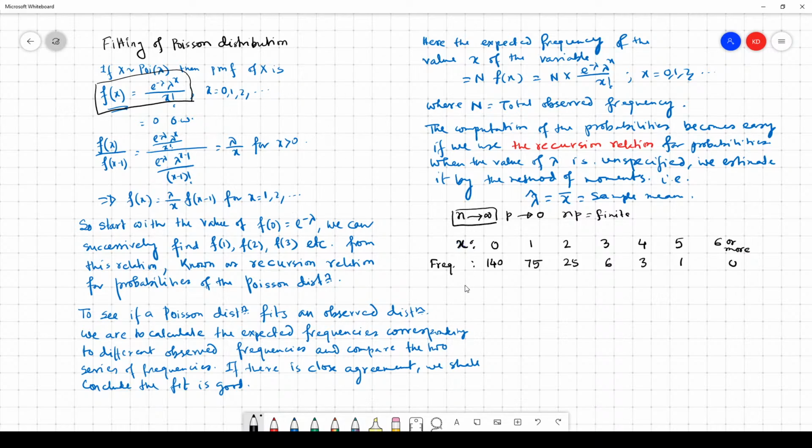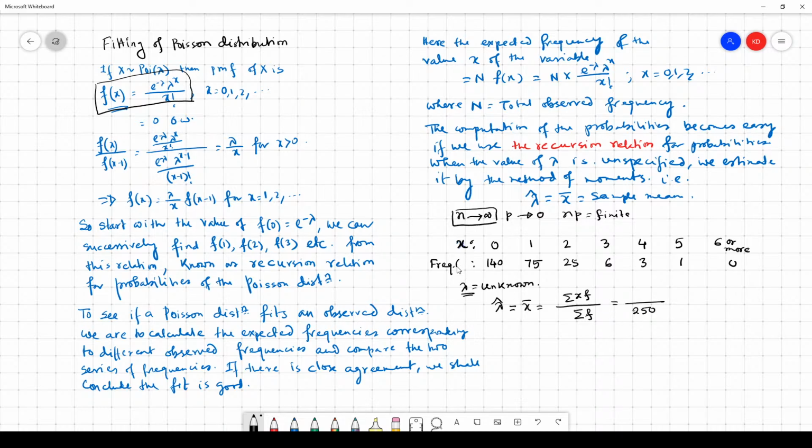But here we see that lambda is unknown. Therefore, we need to estimate lambda, and we denote the estimated value of lambda by lambda hat, which is equal to x bar. This x bar is nothing but the sample mean, that is, summation f x divided by summation f. F is the total frequency. Here, summation f is 250.